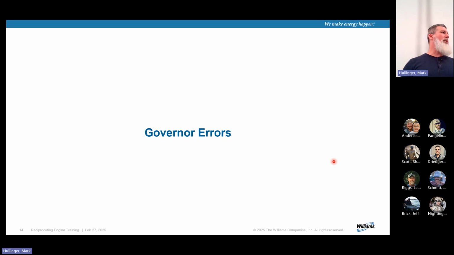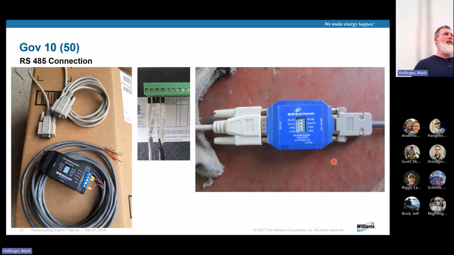So one thing I wanted to cover is governor errors, and I'm going to cruise through this one because I think we talked about it last year as well. So governor errors, we have Gov 10s and Gov 20s, all except for Caldwell and Baker, where you guys have Woodwards and we're making them run, and we have the brains spared out, and so far so good. Magic just happens, it comes out, and it still works. You don't touch anything in there.